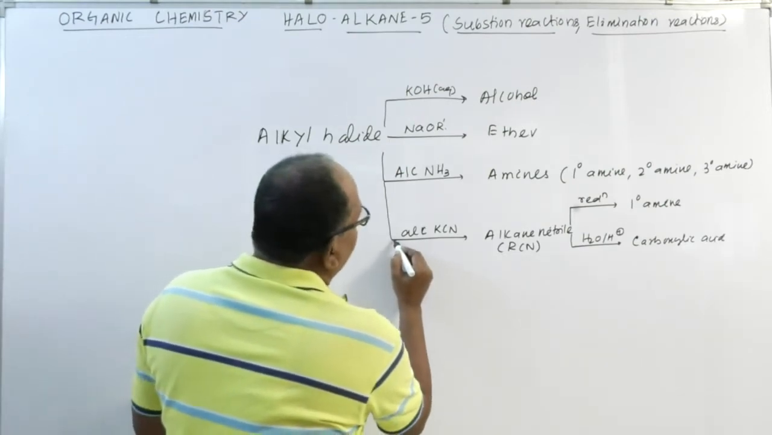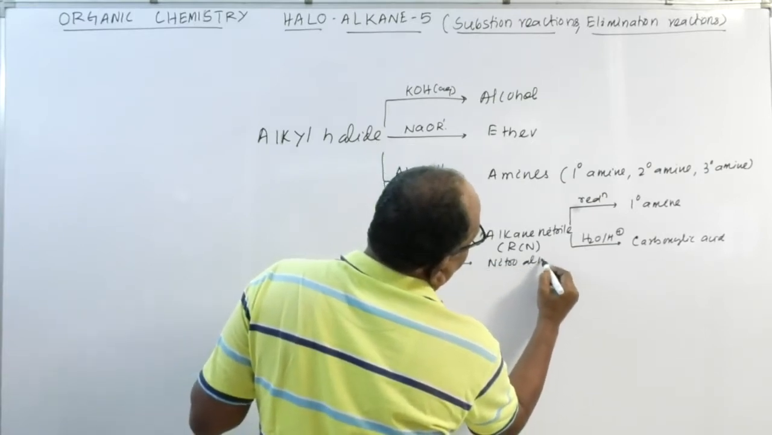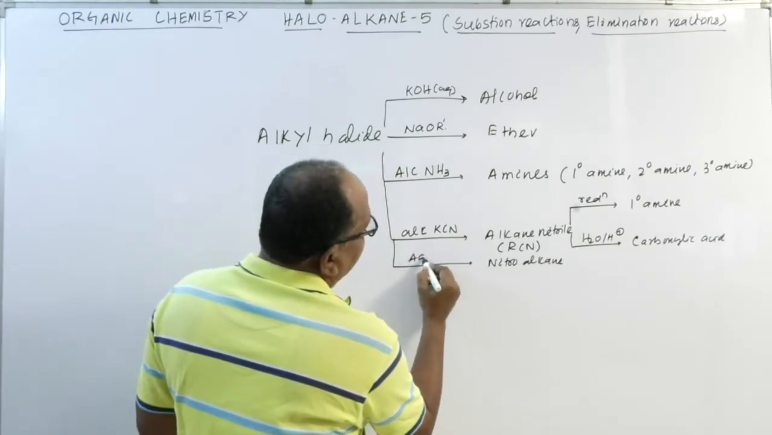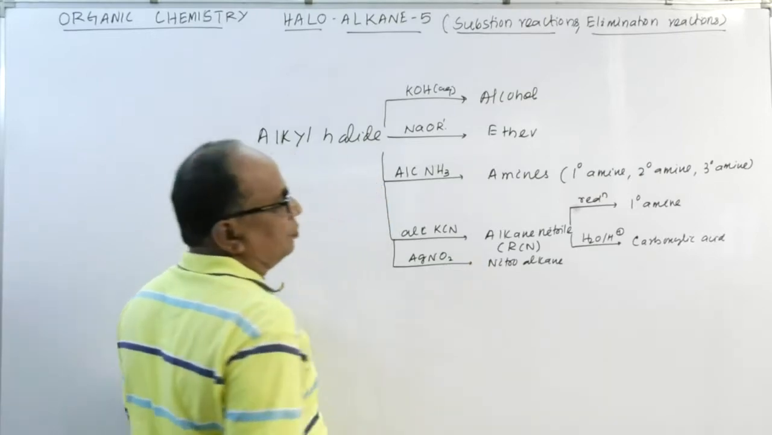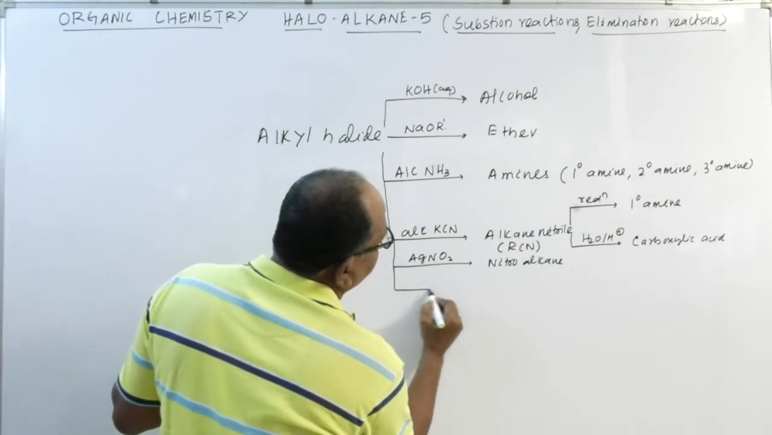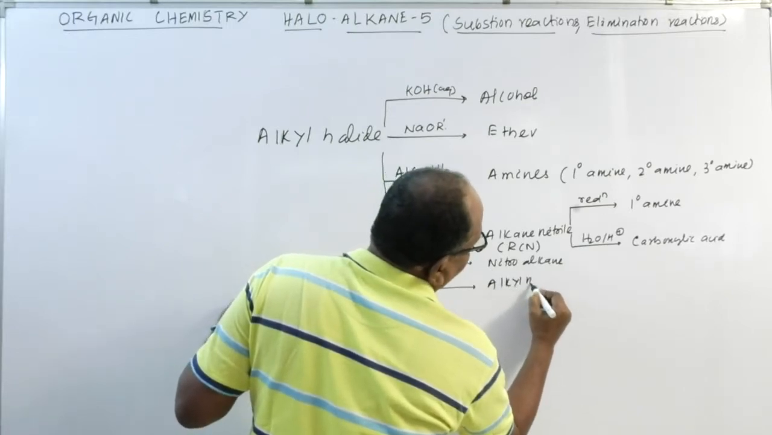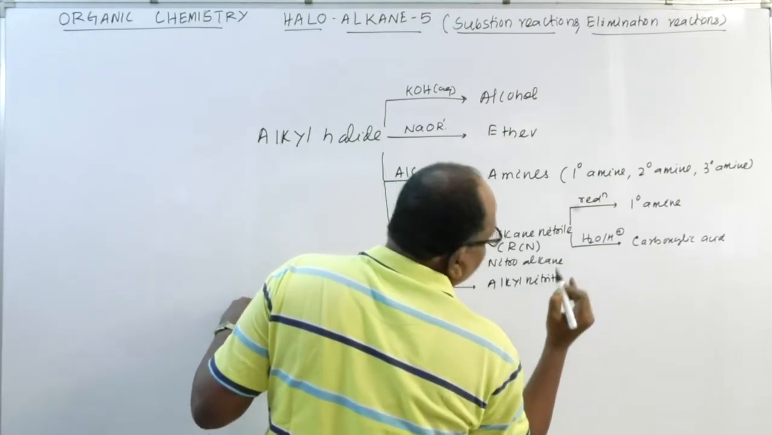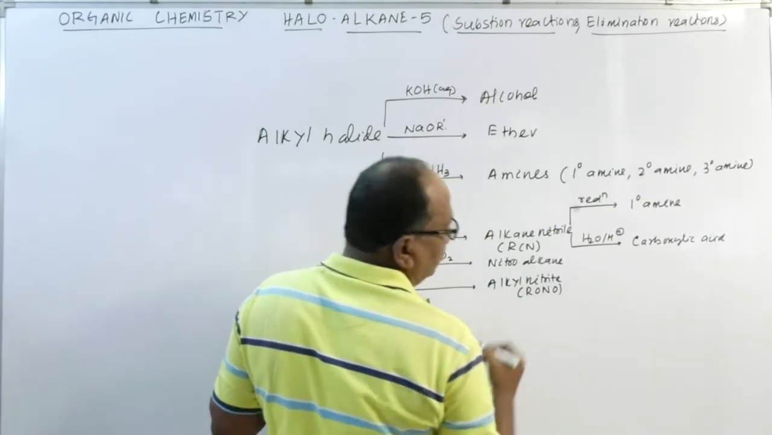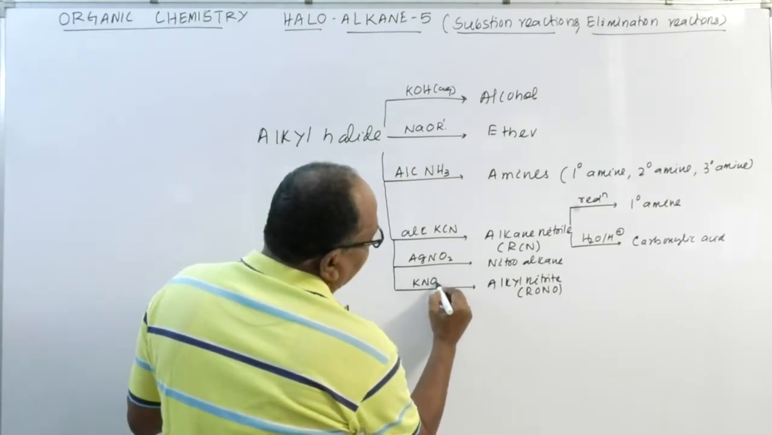The alkyl halide can be converted into nitroalkane by the action of AgNO2. The alkyl halide can be converted into alkyl nitrite, means RONO, by the action of KNO2.